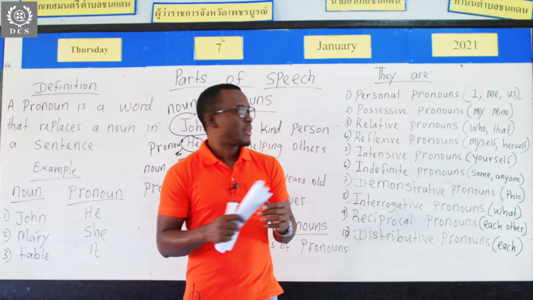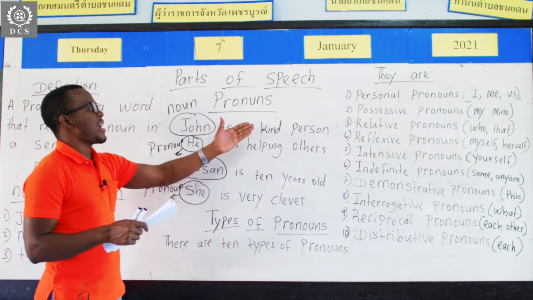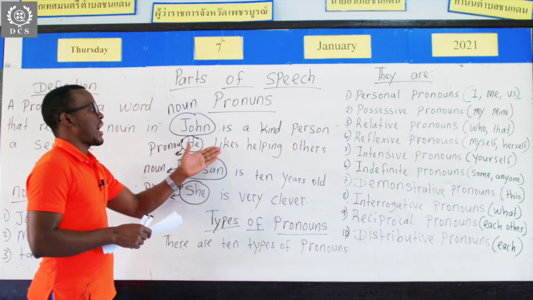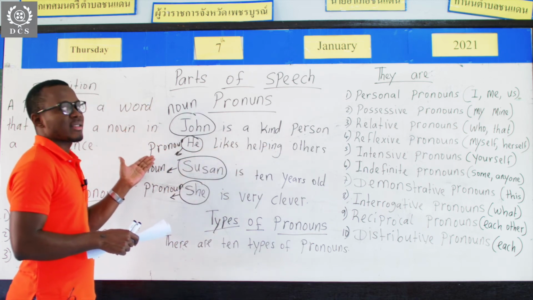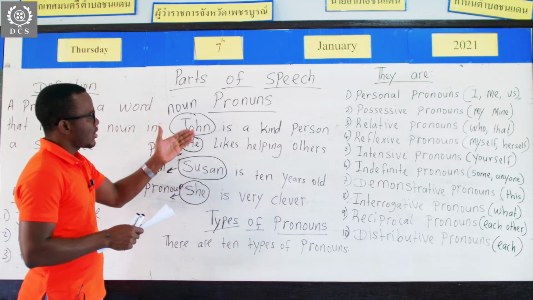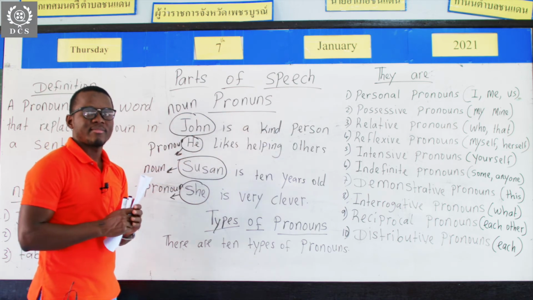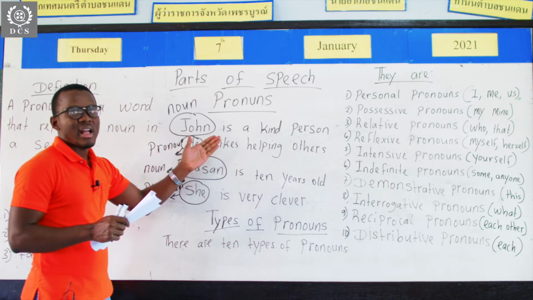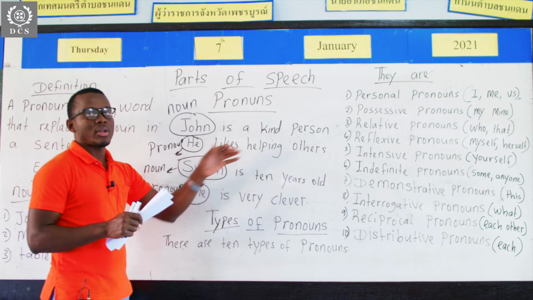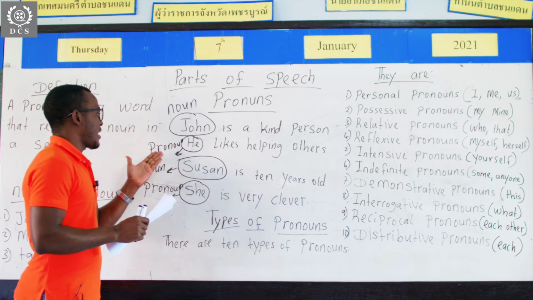So let's look at these examples over here. John is a kind person. John is a noun. He likes helping others. He is a pronoun.